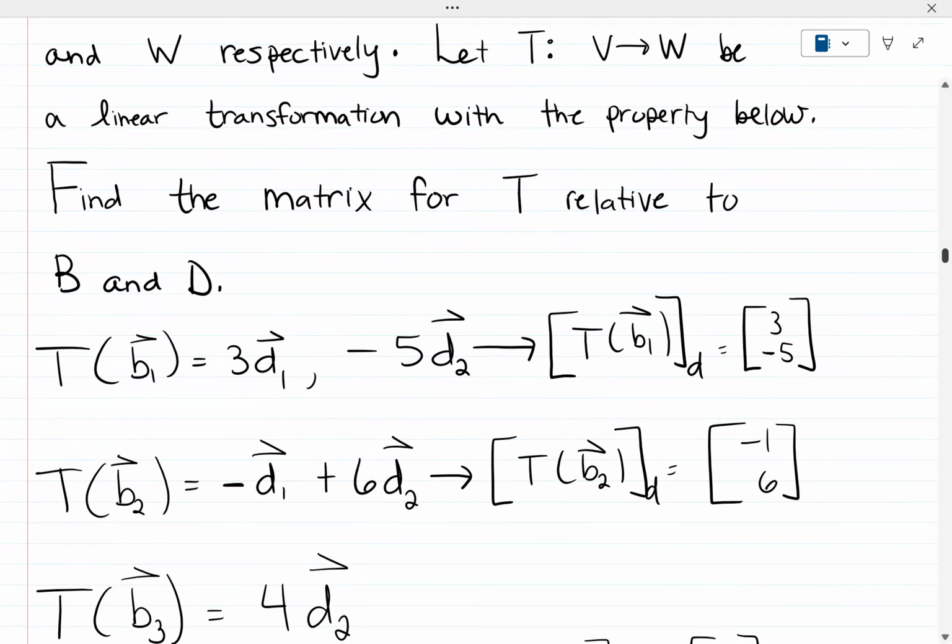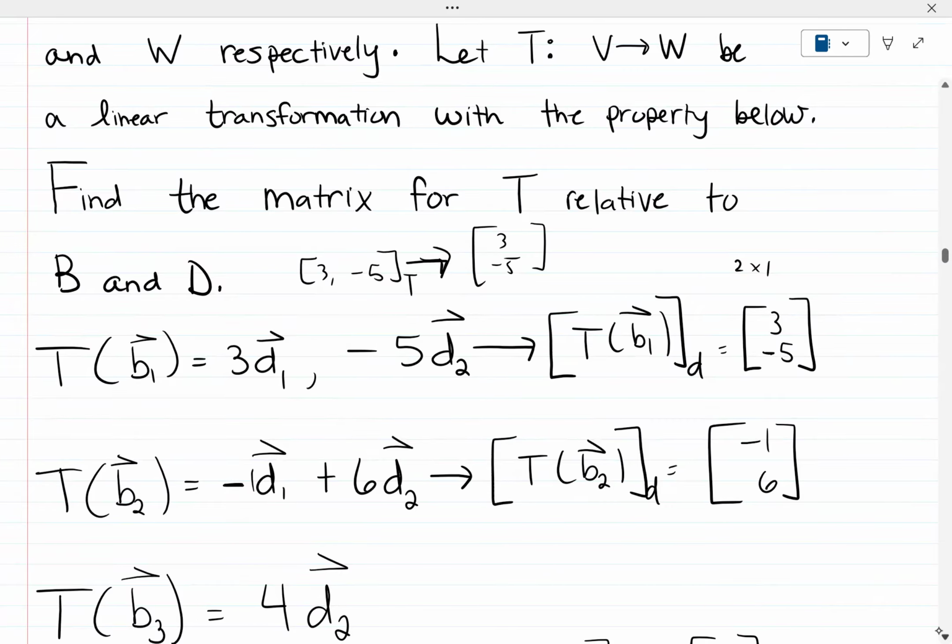And basically you just transpose this vector, right? So this is how you got this 2 by 1 matrix, right? You transpose this one. It was originally 3, negative 5, and then you transpose. That's going to give you 3, negative 5, right? The same thing here. T of B2 is negative D1 plus 6D2. And then if you transpose this vector, negative 1, you get negative 1, 6.